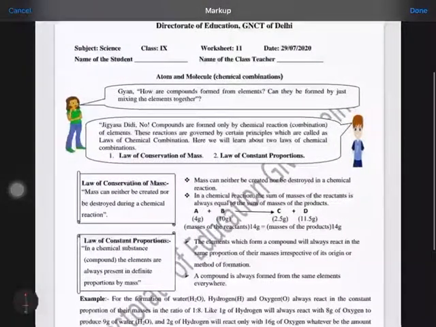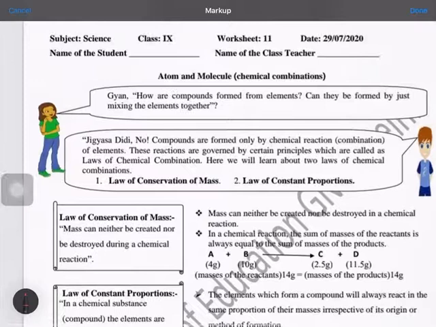In this chapter, we'll learn about chemical combinations, how this chemical combination takes place between atoms and molecules. Now here you can see that Gyan is questioned by his sister that how are compounds formed from elements.